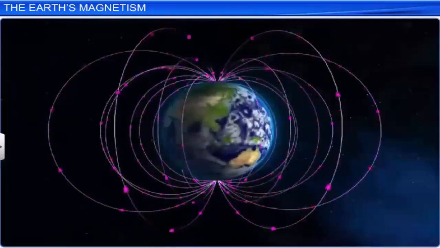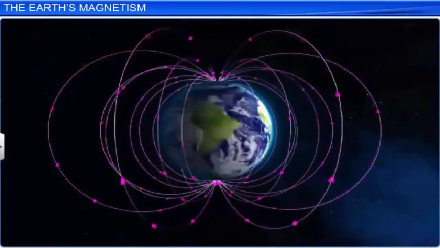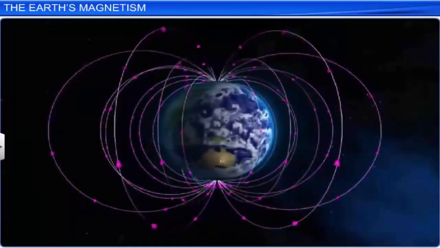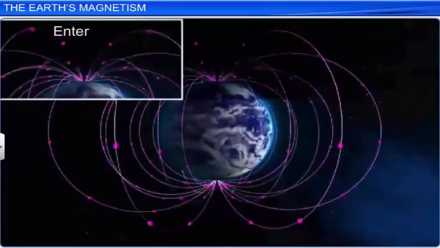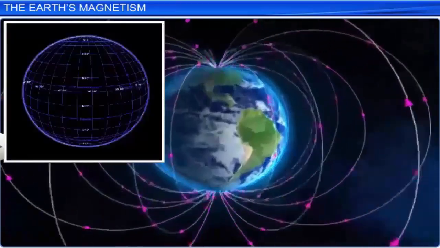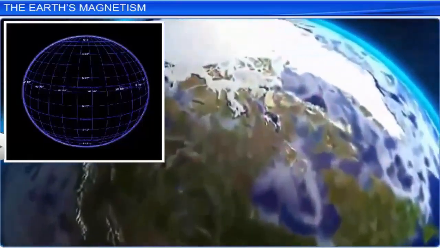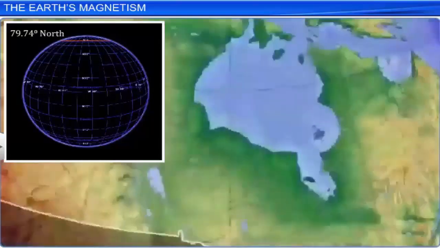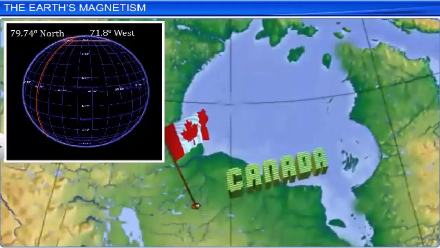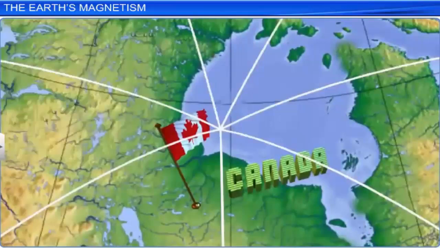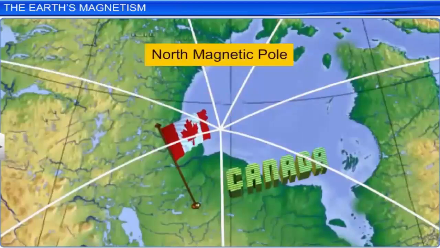From the observation of the Earth's magnetic field lines, we can say that the magnetic poles are located where the field lines due to the dipole enter or leave the Earth. A magnetic pole is located at a latitude of 79.74 degrees north and a longitude of 71.8 degrees west. This is a place in North Canada. This pole, which is near the geographic North Pole, is called the North Magnetic Pole. Earth's magnetic field lines enter the Earth near this pole.